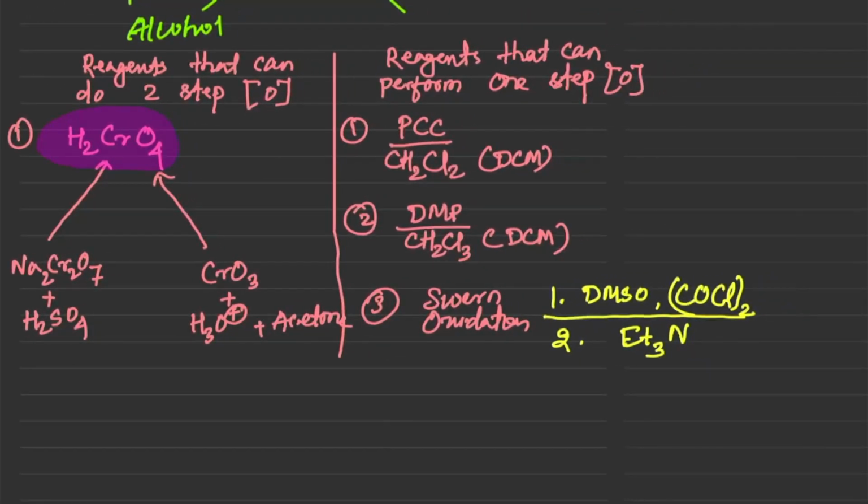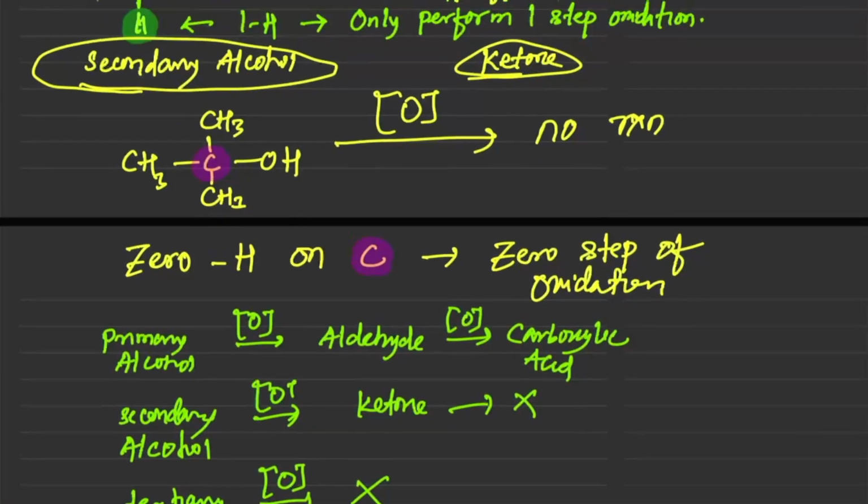So again, let's recap. If you have these reagents, if the alcohol allows, it can perform one-step oxidations. If you have this reagent, if the alcohol allows, it can perform two-step oxidations. Okay, so keep that in mind. If the alcohol allows. And how can we figure out if it allows or does not allow? So for example, this alcohol will not allow for any kind of oxidation reaction. So it doesn't matter what reagent you use, there will be no reactions.